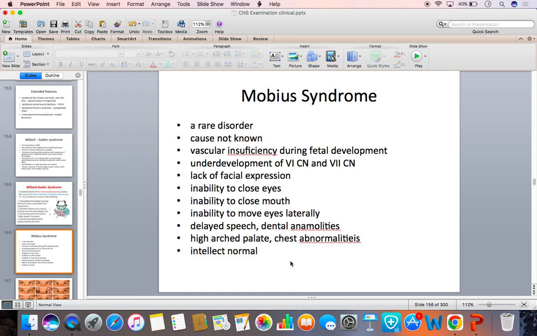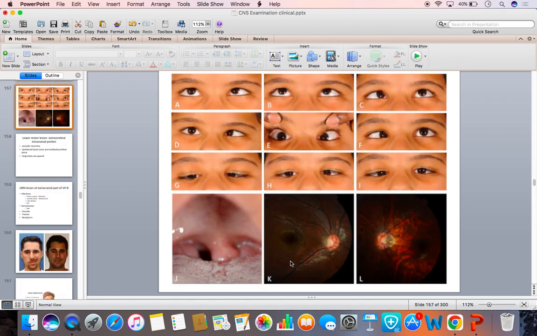Then what is Mobius syndrome? It is a very rare syndrome wherein there is underdevelopment of the 6th and 7th cranial nerves due to some vascular insufficiency during fetal development. There is lack of facial expression, inability to close the eyes, inability to close the mouth, inability to move eyes laterally, delayed speech, dental anomalies, high arched palate, chest abnormalities, but intellect is intact. This is Mobius syndrome. These are the picture representation of Mobius syndrome.